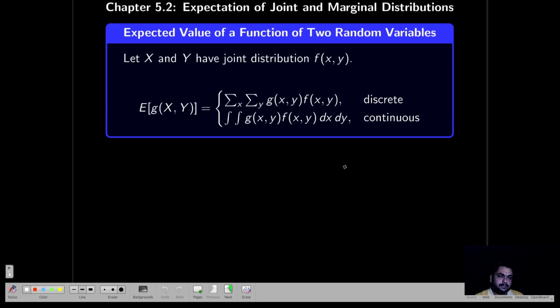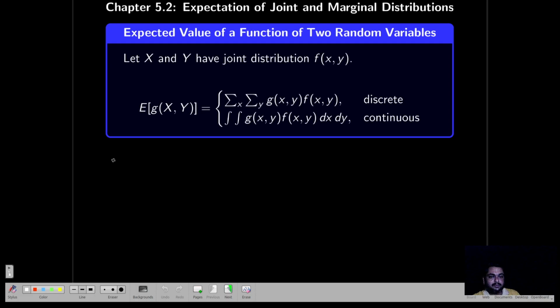Today we'll start to understand the concept of expected value of a function of two random variables. That is, we'll try to understand expectation of joint and marginal distributions, and then using this concept we'll try to find the conditional expectation. Let us start.